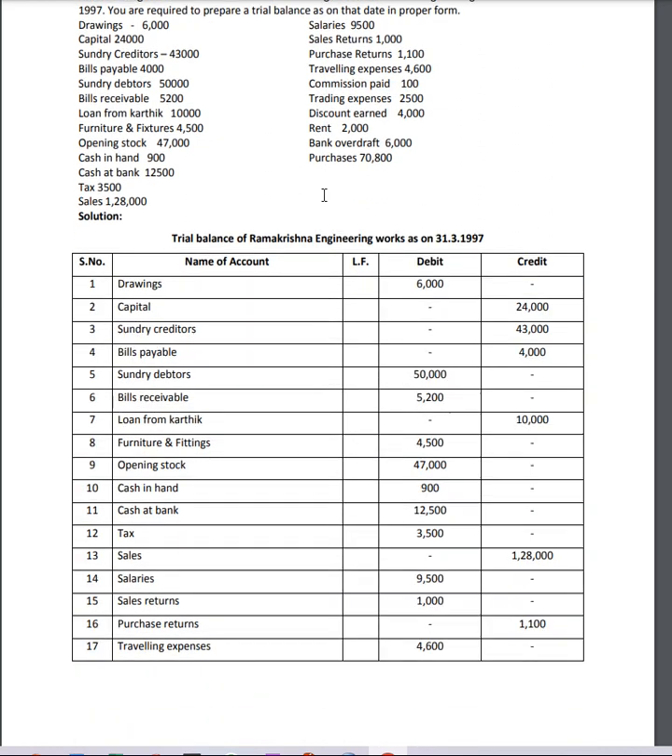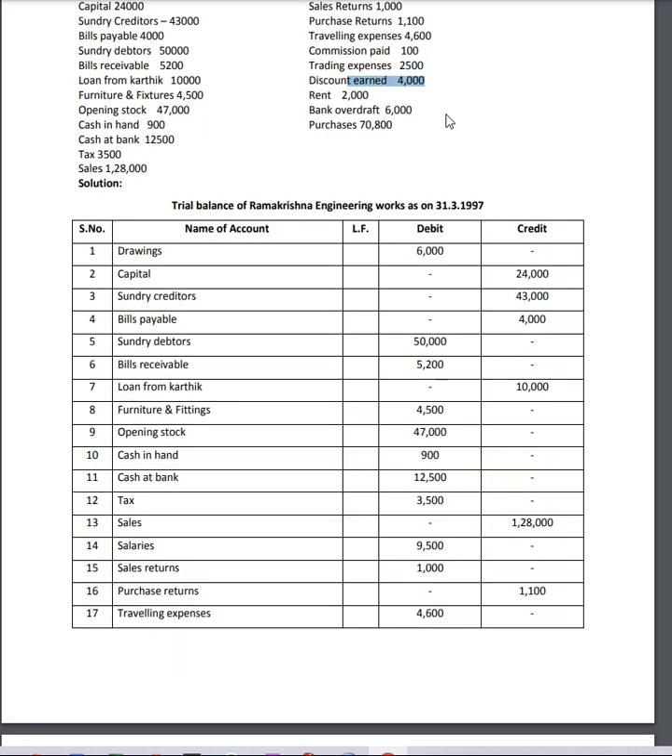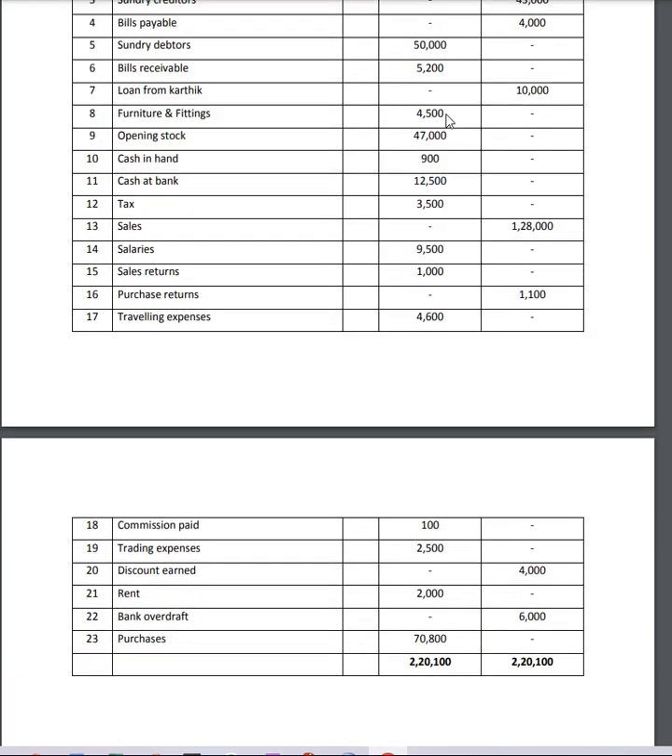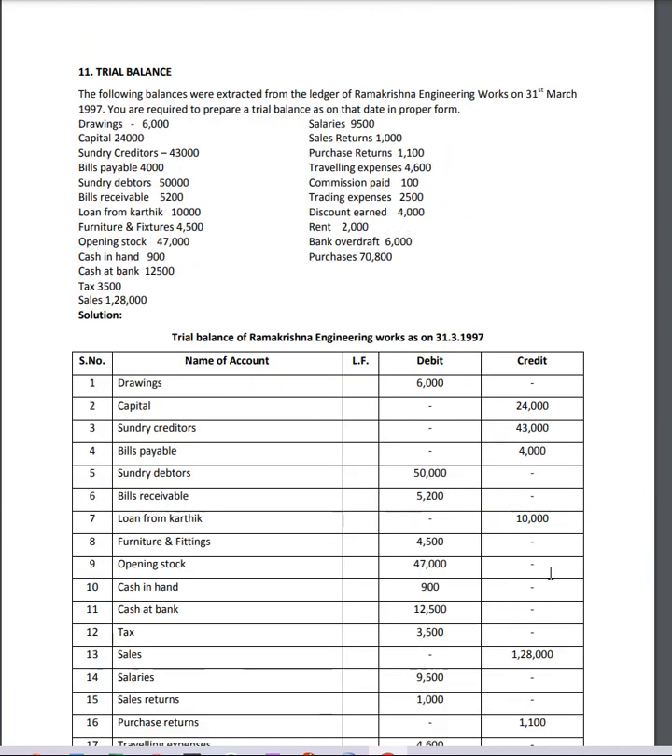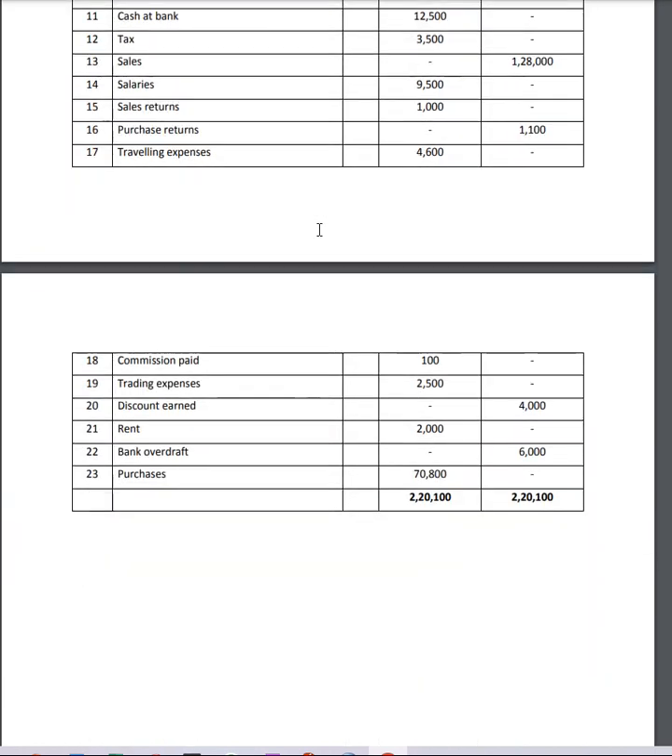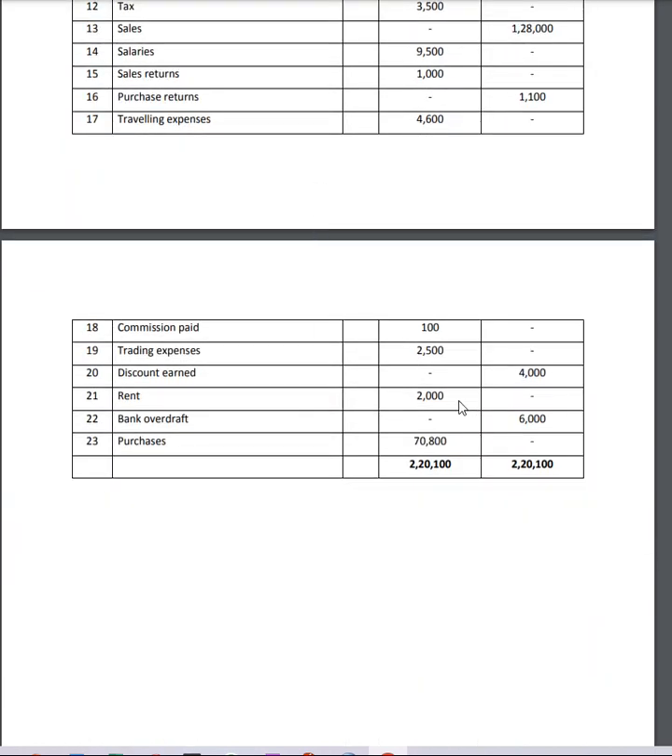Trading expenses is again an expense, that should be debited. Discount earned is a form of income to the business, that should be credited. Next, rent, we are assuming that we paid the rent here, they have not mentioned rent received, they have just mentioned it as rent. That means I have paid the rent. Rent paid is a form of expense that should be debited.